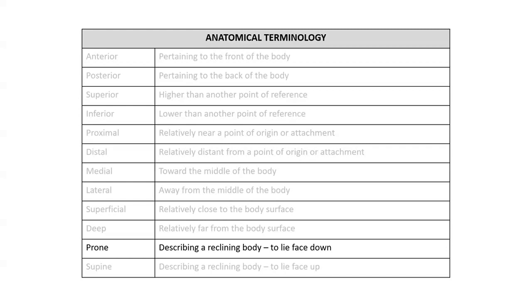Prone is describing a reclining body where you are face down. So think of a prone or a plank hold. The body is reclined or stretched out and it is face down. And lastly, supine, which is the opposite. So a reclining body that is face up. Think about lying on your back, looking up at the sky.